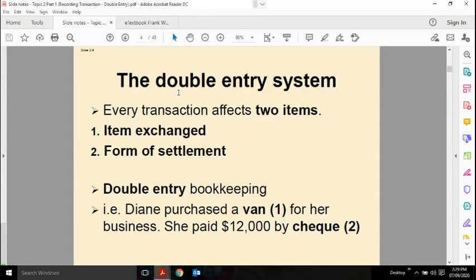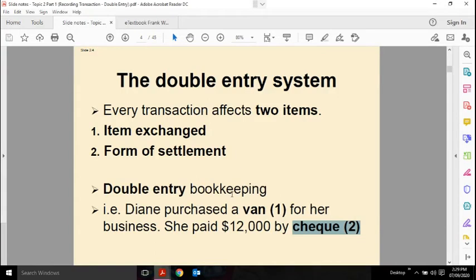Only then will you know which account to record. Now, for example, let's say Diana purchased a van for her business. She paid 12,000 by check. If you really don't know what account to record, first you just look at the form of settlement, meaning the mode of payment. As mentioned in the example, Diana paid 12,000 by check. See the bold one here, by check.